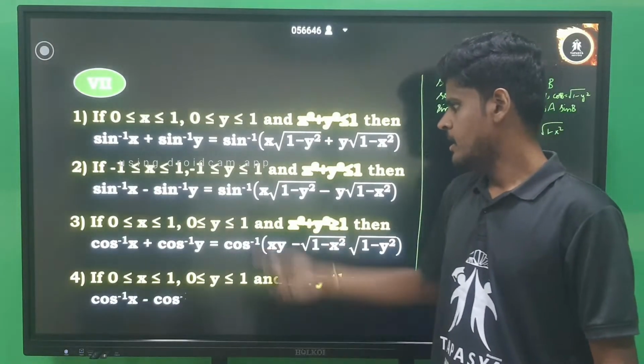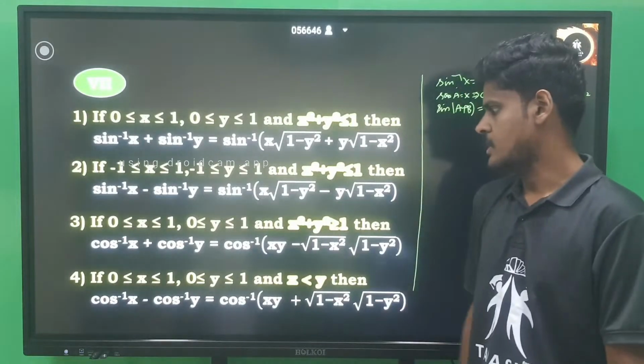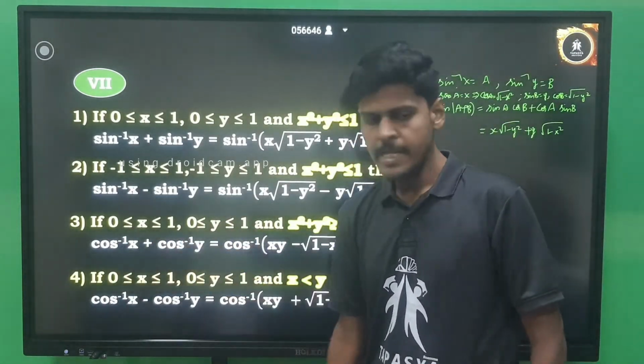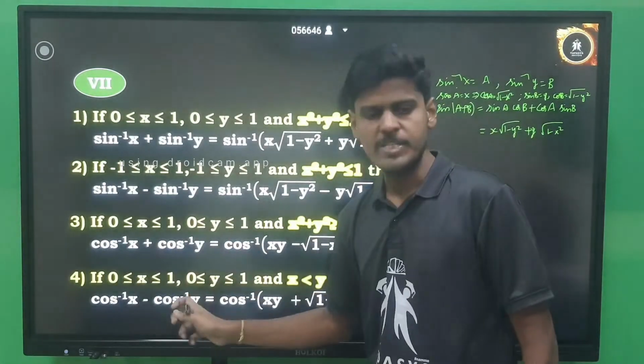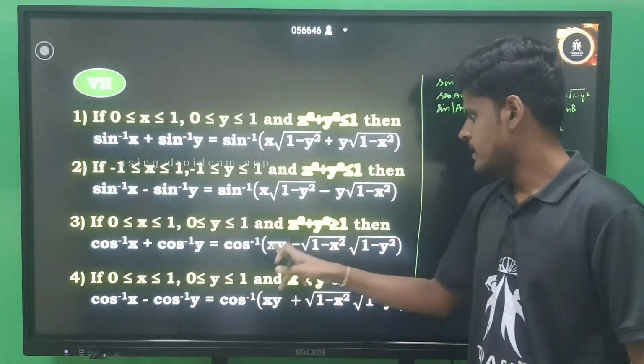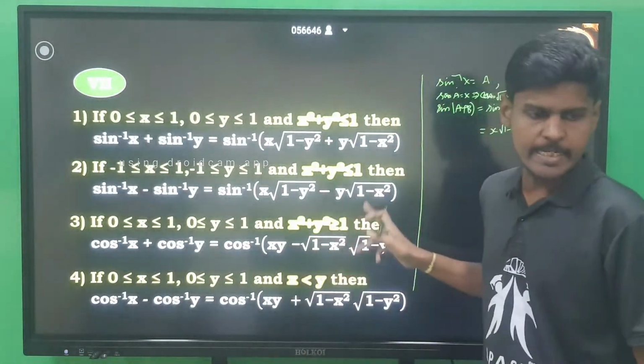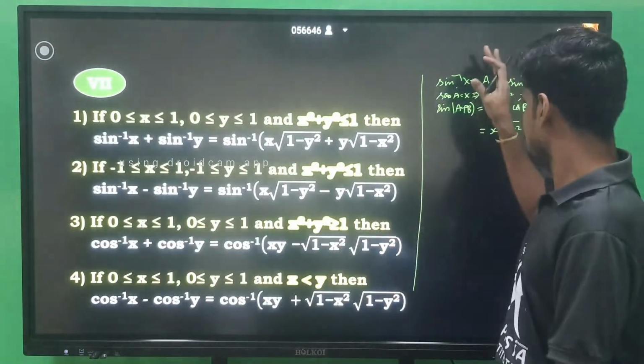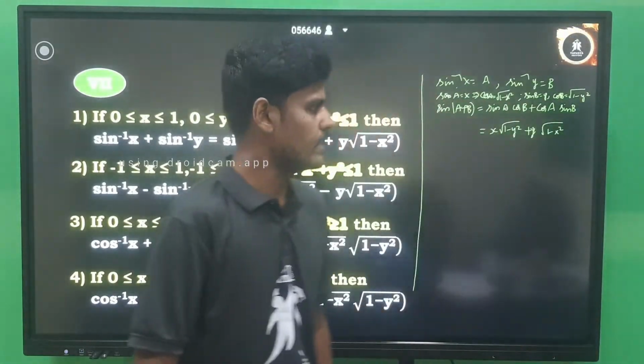Next property, cos inverse x plus cos inverse y. Again take this value as a and b, a plus b. Cos of a plus b is equal to cos a cos b, that is x into y, minus sin a sin b, minus root 1 minus x square into root 1 minus y square. Proof is similar to how we did here.